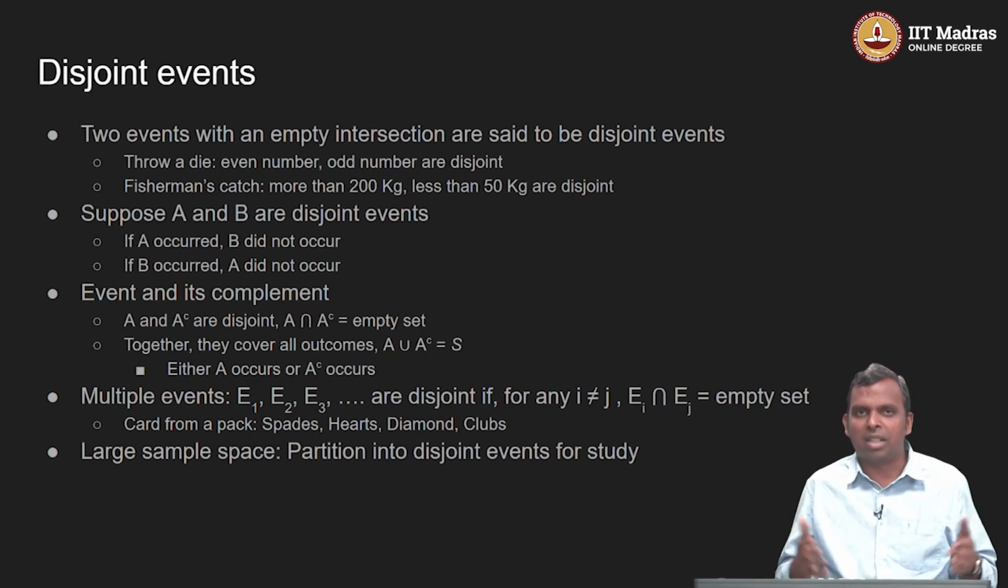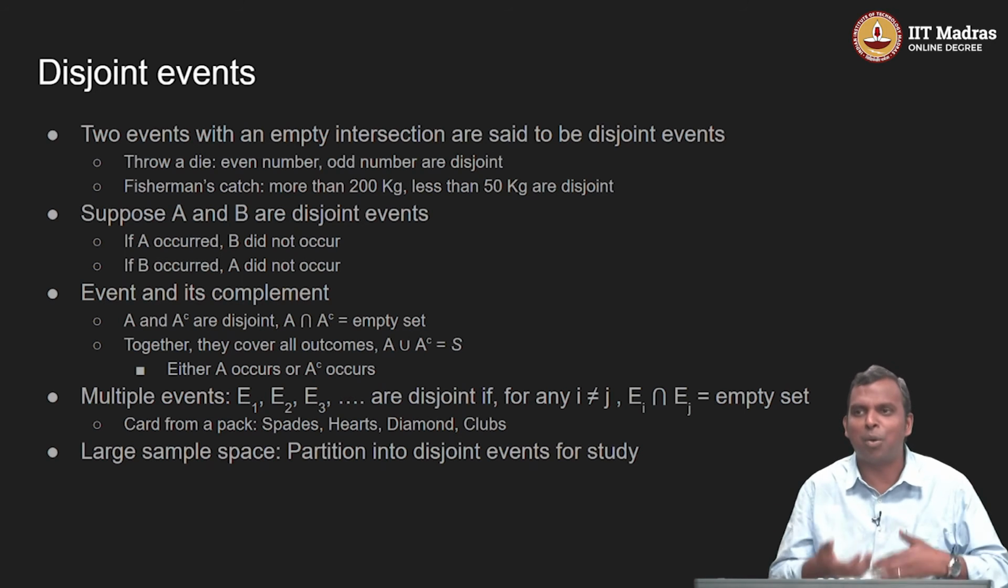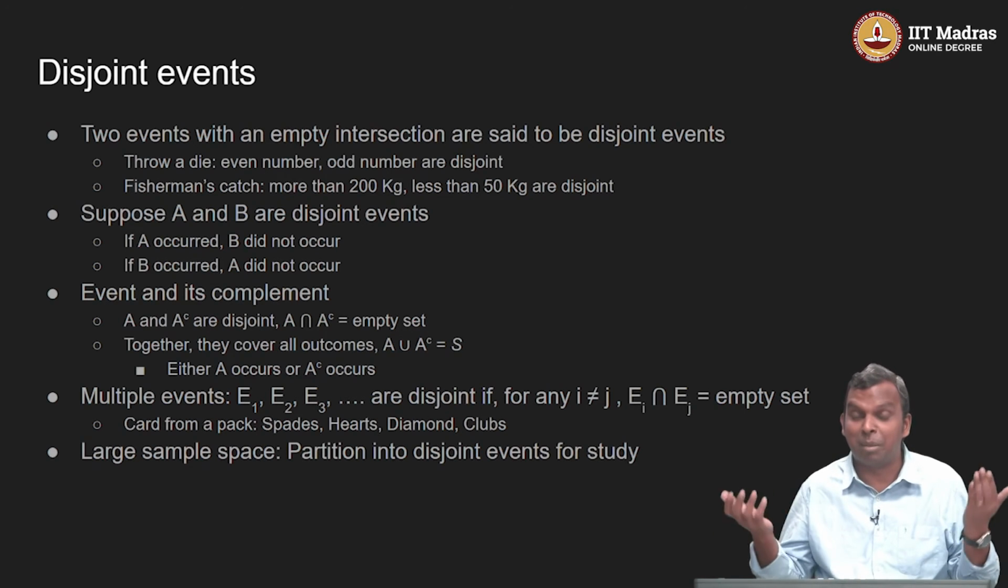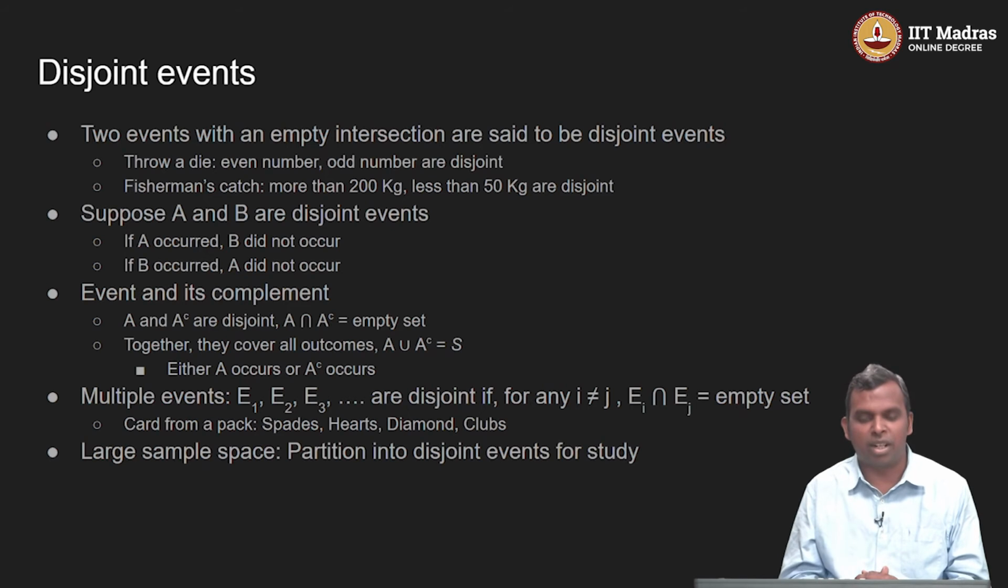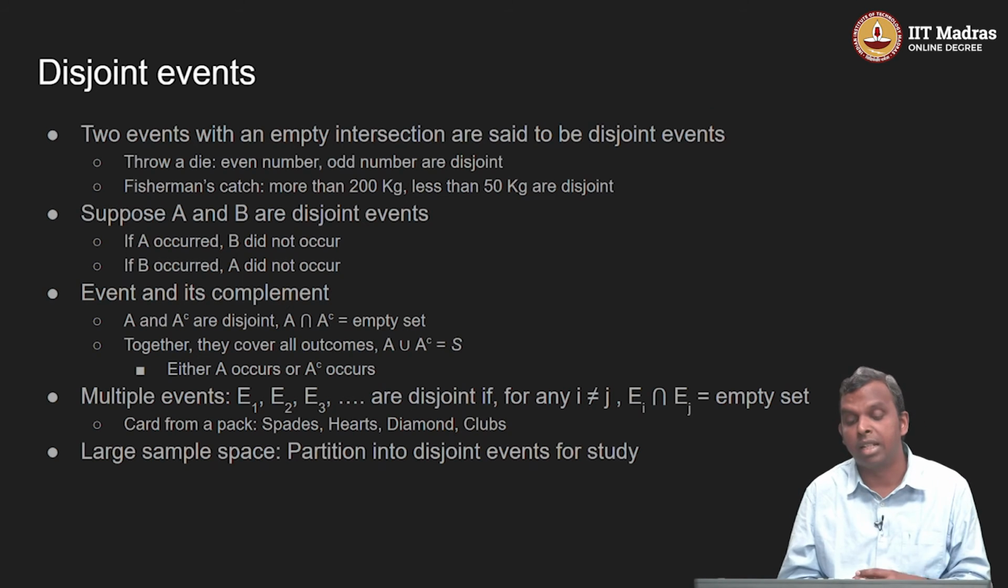The next important type of thing you have to consider when you look at events is what happens when 2 events are disjoint, or not necessarily what happens. What are the things that become interesting when 2 events are disjoint, right? So quite often you can make 2 subsets of a sample space which have no intersection. Those kind of events are called disjoint events. Here is an example. When you throw a die, you can have 2 different sets which are even number, odd number, right? 2, 4, 6 and 1, 3, 5. These are disjoint events.